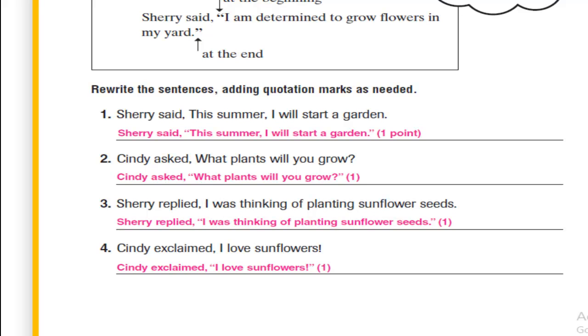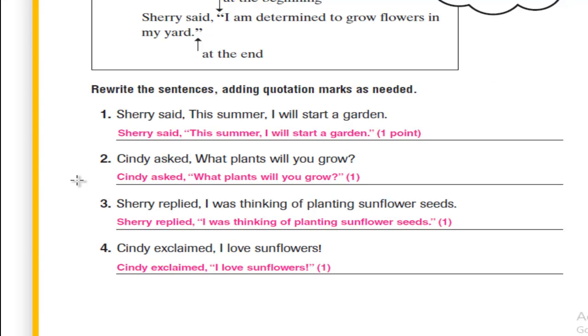Rewrite the sentences, adding quotation marks as needed. Let's start. Number 1. Sherry said, "This summer I will start a garden." So you have to ask yourself, where are the exact words of the speaker? So, this summer I will start a garden. You have to add quotation marks here, to show the exact words of Sherry, the speaker.